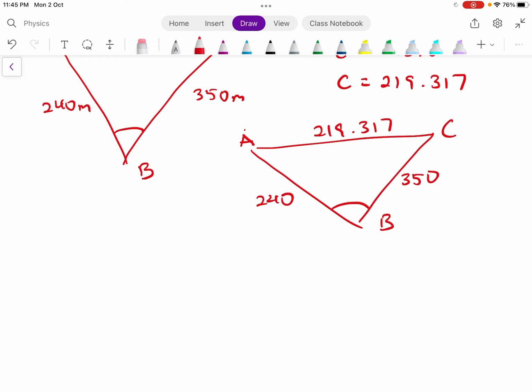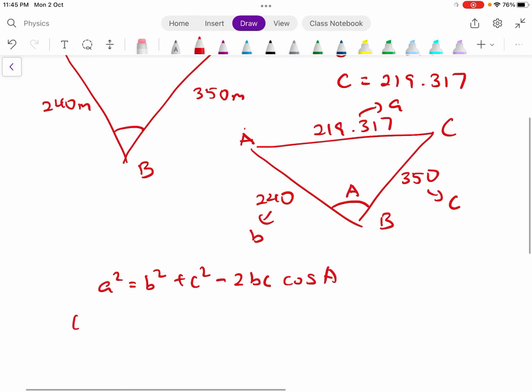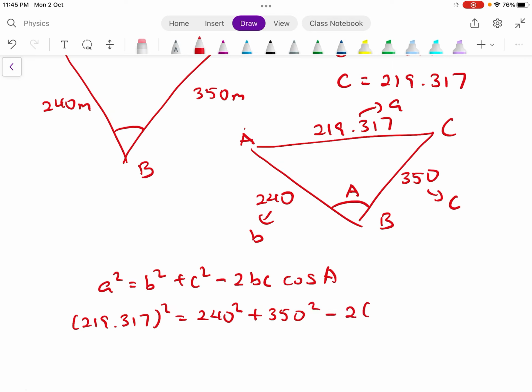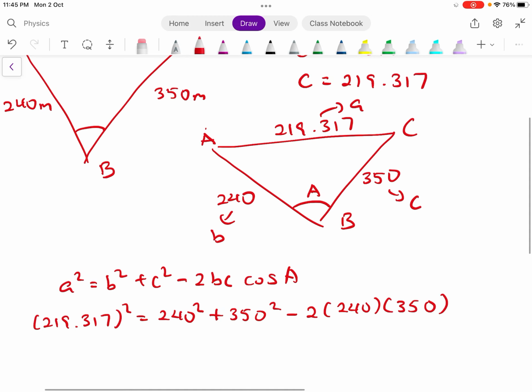So let's call this B A. Let's call this side A. Of course, this side B. This is side C. So A square equal to B square plus C square minus 2BC cosine A. So let's sub in together. So 219.317 square equal to 240 square plus 350 square minus 2 times 240 times 350 cosine A.